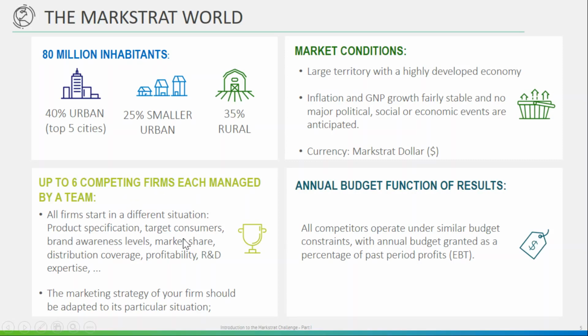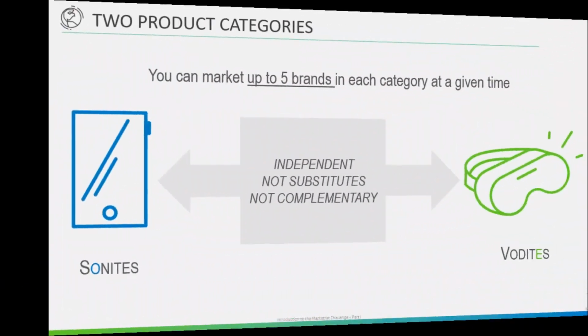Okay, you're given a budget to spend on all your marketing decisions. It's a percentage of past period earnings before taxes. The better you do, the more money you get. This tends to mimic the real world. Companies want to throw money at good products and not bad products. So that's how it works.